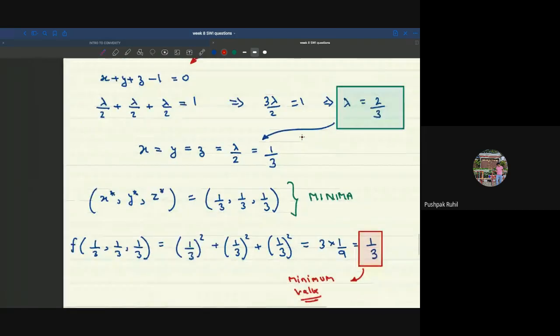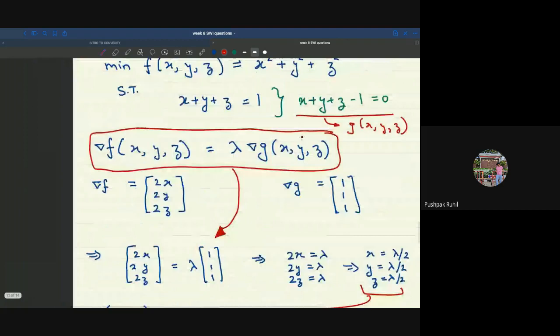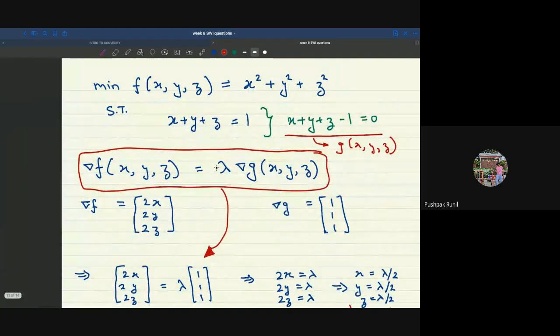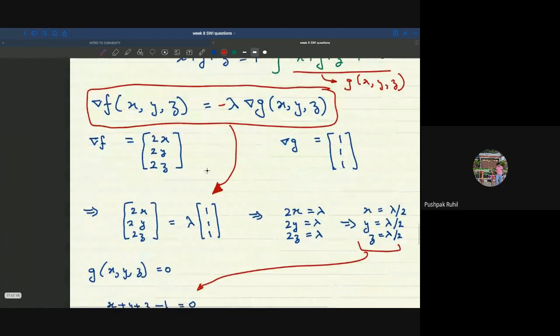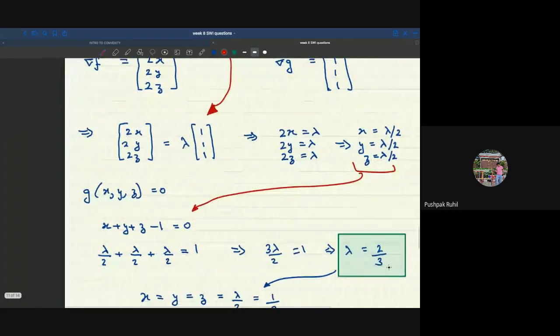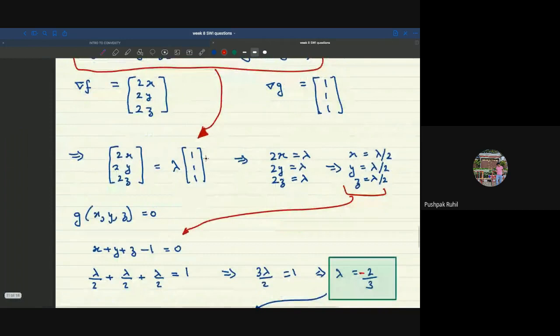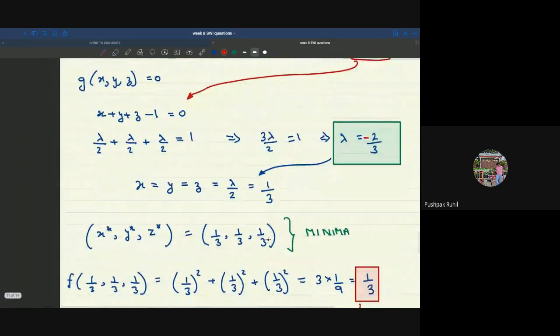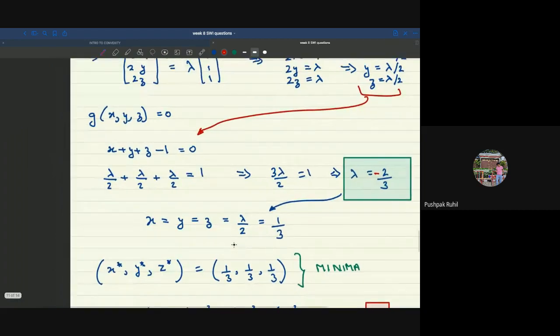And in the case of equality, where we had the constraint equal to something, we can take the negative sign here, and you will still get the same answer. Your lambda value would change to a negative value. In this case, we got lambda equals 2 by 3, and your answer would change to negative 2 by 3. Your values would change at some other places as well, but eventually the answer you get would be the same.